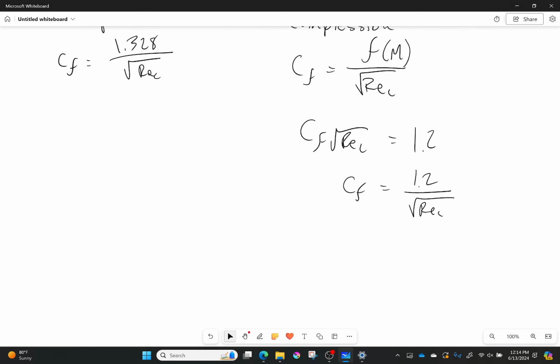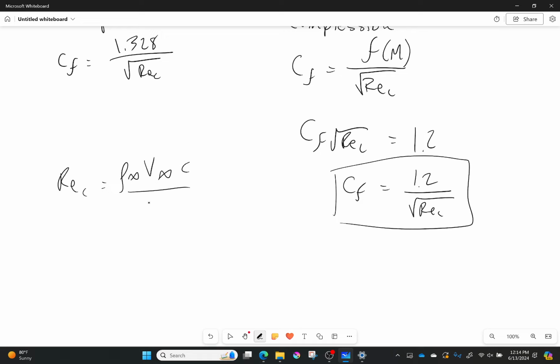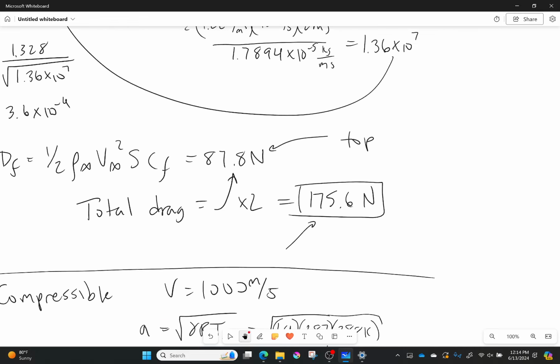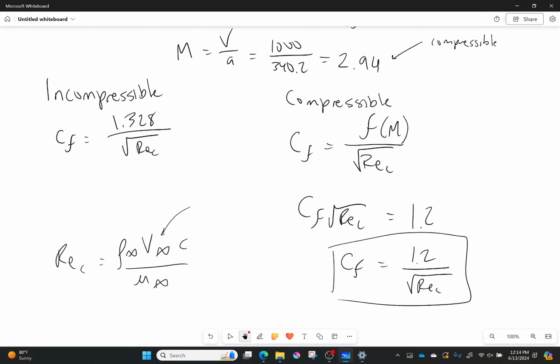So another issue here is we have our little model for it, but I don't know what my Reynolds number is anymore, because my Reynolds number is going to increase. The Reynolds number, according to the chord, is still equal to density infinity times V infinity times the chord over mu infinity. The only thing that has changed is that the velocity is now increased by a factor of 10. So it's going to be equal to 10 times what I had last time. I had 1.36 times 10 to the 7th, so now it's going to be 1.36 times 10 to the 8th.